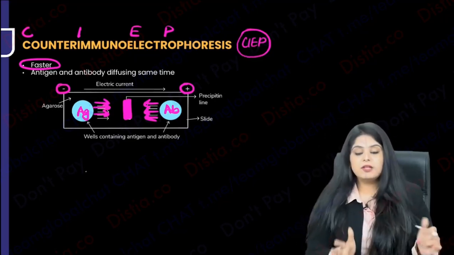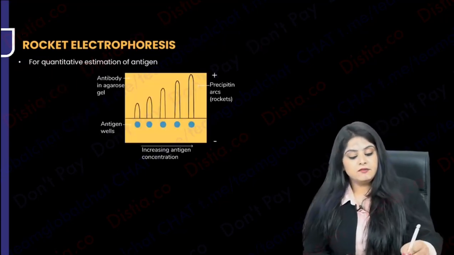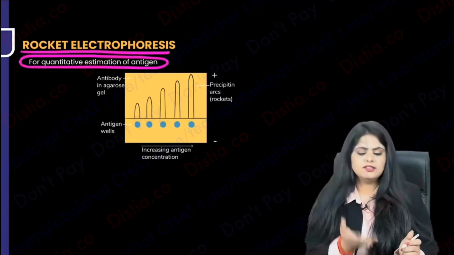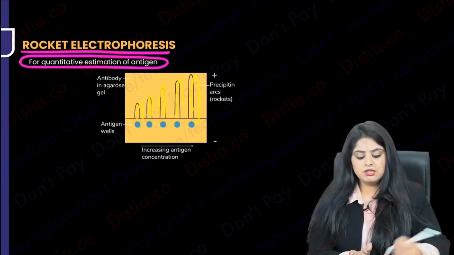But none of them tell me the quantity of the antigen. For quantitative assessment of the antigen, I am doing rocket, the easiest to identify: rocket immunoelectrophoresis. You will see so many rockets in this journey. So what will you do?